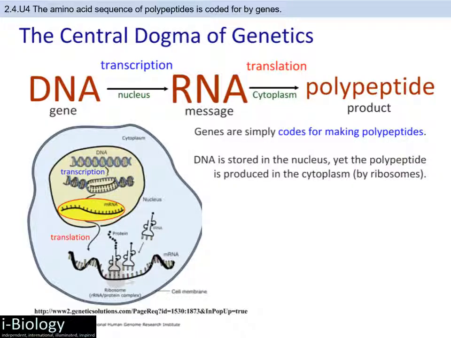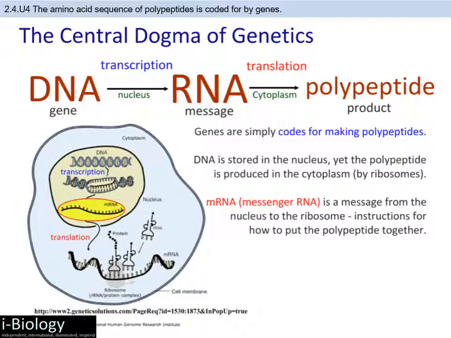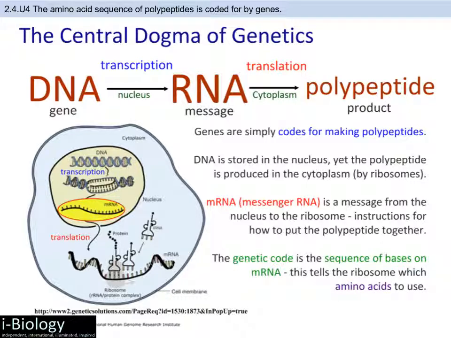To summarize again, genes are the codes for making polypeptides, with information stored in the nucleus in the form of DNA. We need to get that information to the ribosomes in the cytoplasm so they can be made into polypeptides. Messenger RNA is our go-between, and so everything follows this rule of genetic information in DNA being converted to mRNA, and then the mRNA being translated into an amino acid sequence in order to create a polypeptide.